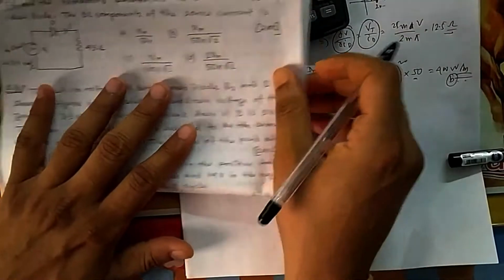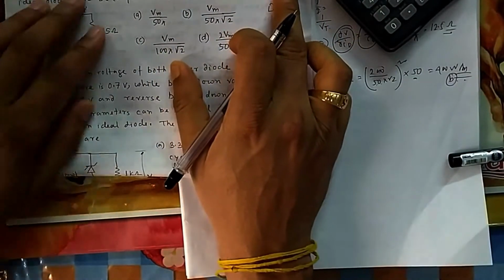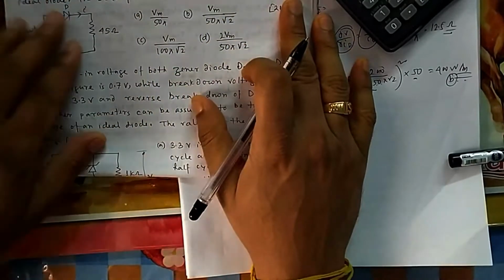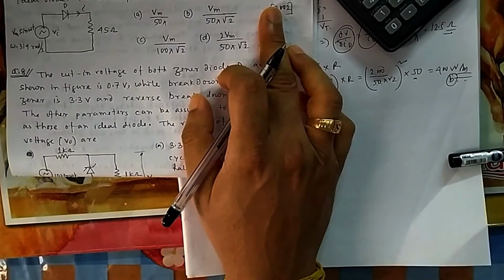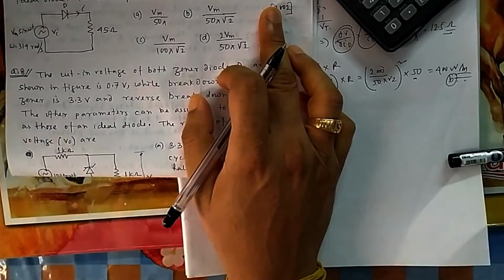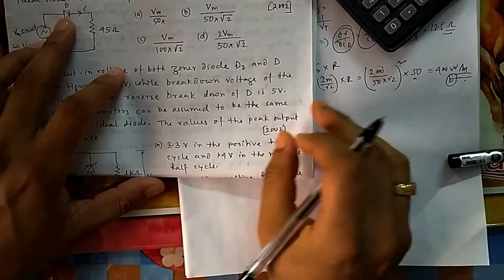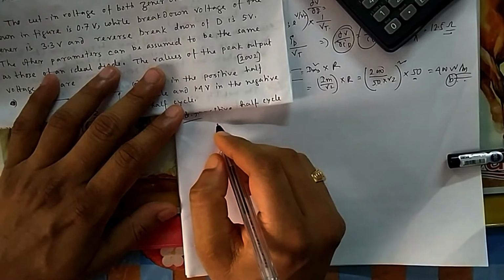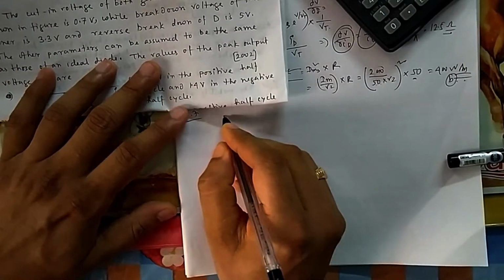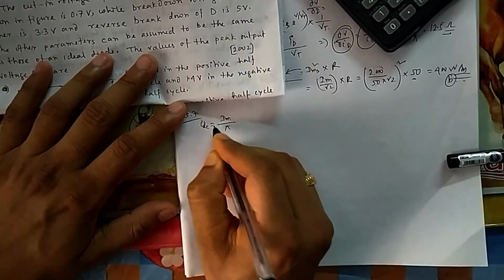The forward resistance of the diode shown in the figure is 5 ohm. The remaining parameters of the diode are the same as those of an ideal diode. What is the DC component of the source current? Now if you calculate this one, this is a half wave rectifier. For a half wave rectifier, what is the DC value? It is Im by pi, IDC. So they are asking you the DC value.